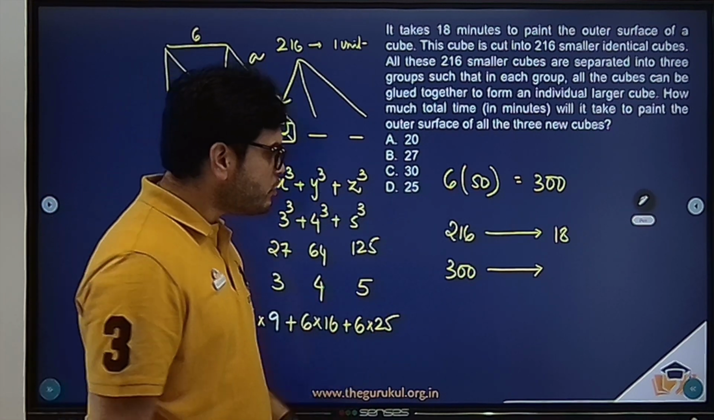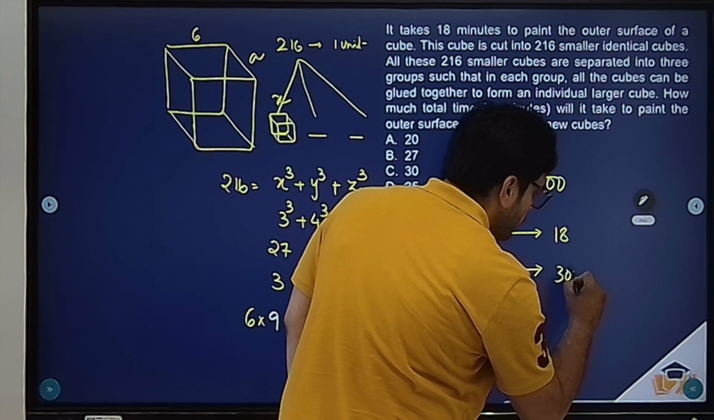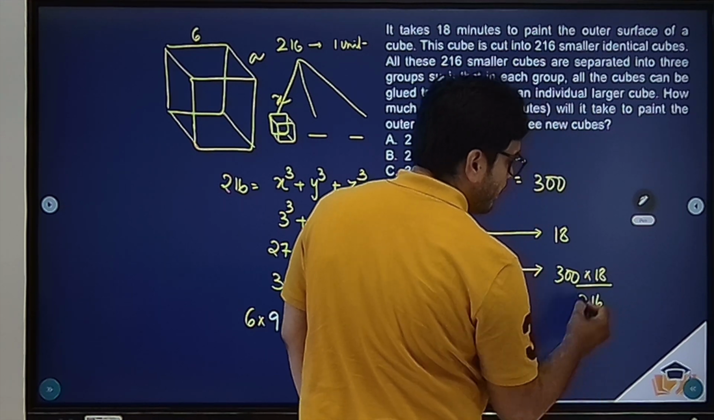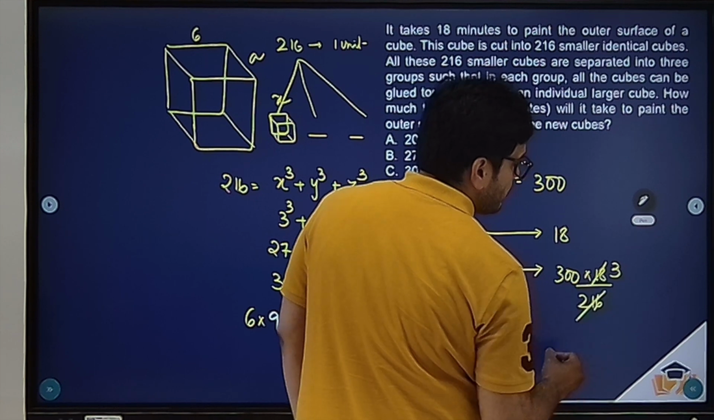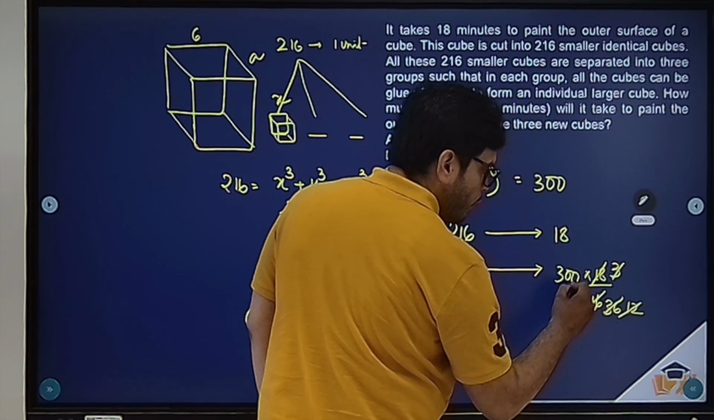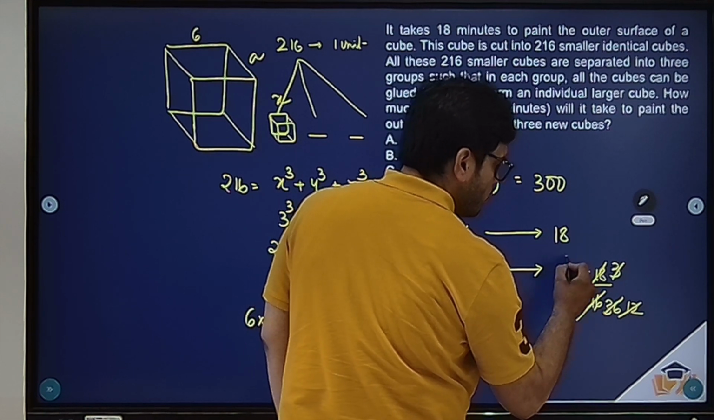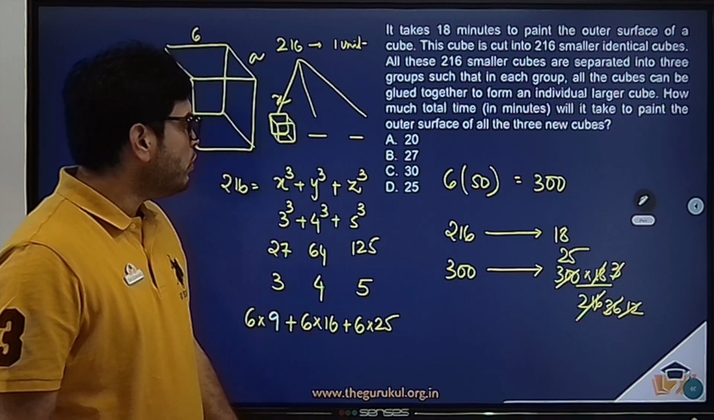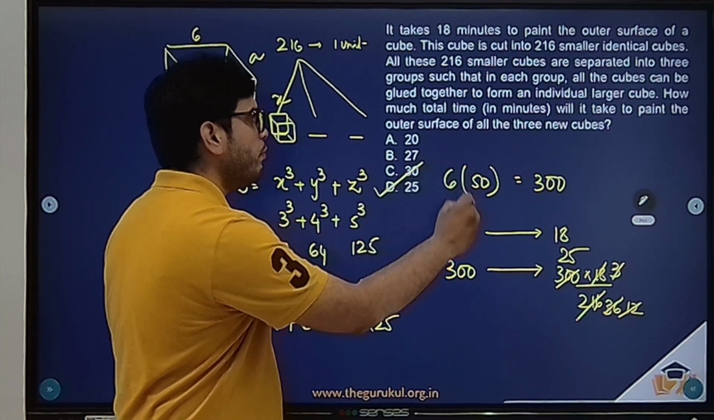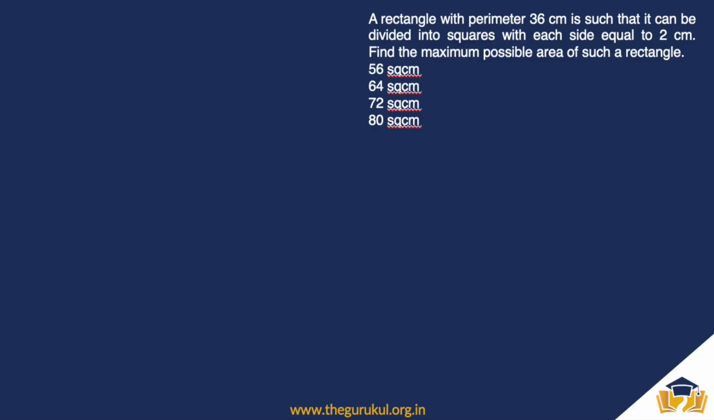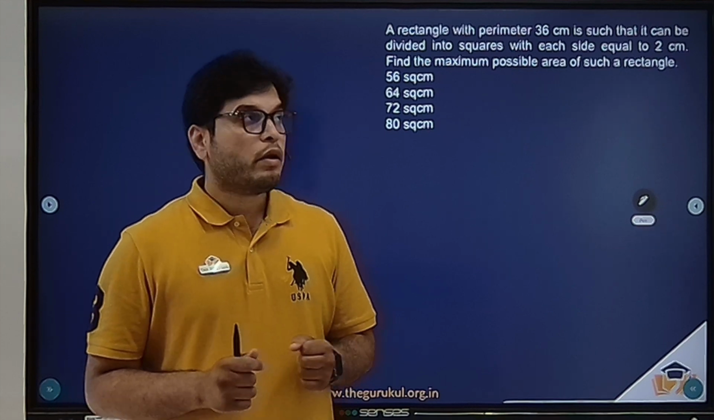So how much time would it take to paint an area of 300 square units? Simple cross multiplication. So 300 into 18 by 216, right? 6 threes, 6 36, 3 12s, 12, 4 into, sorry, 25. So it would take 25 minutes. So the answer for this question should be option D. Now coming to the next question.